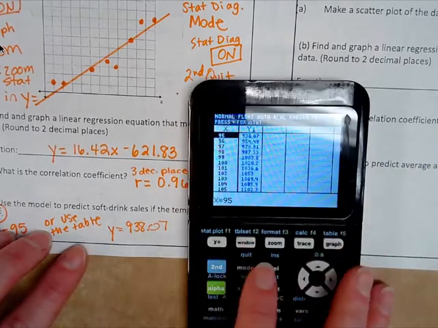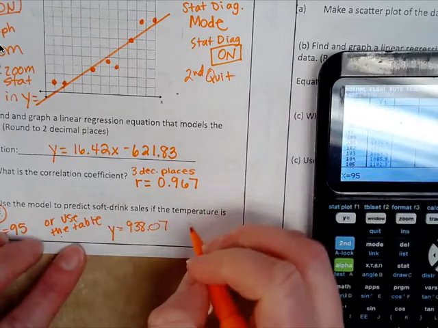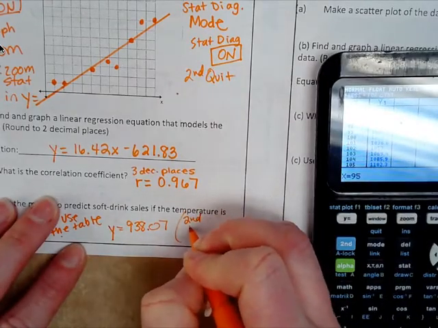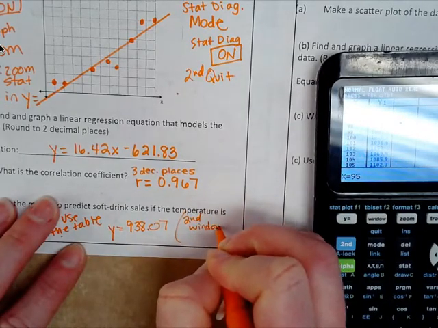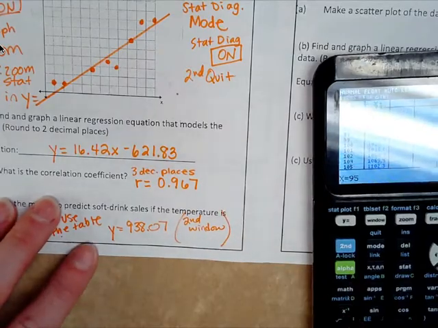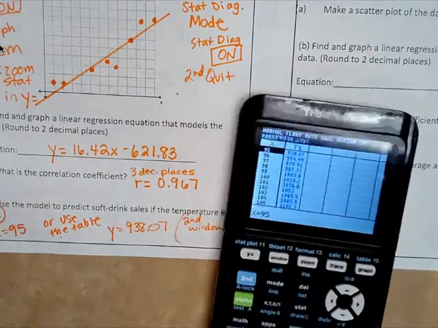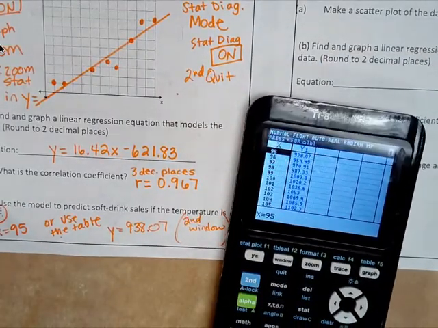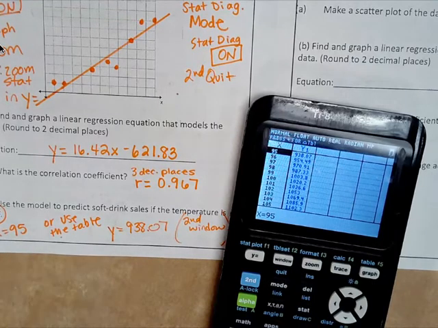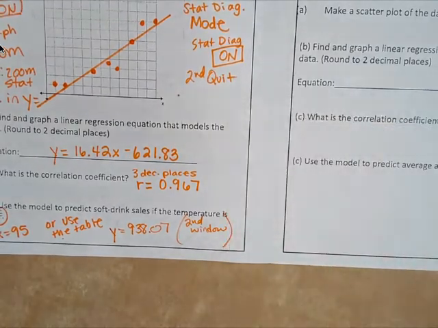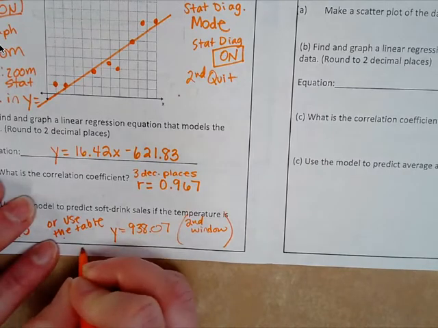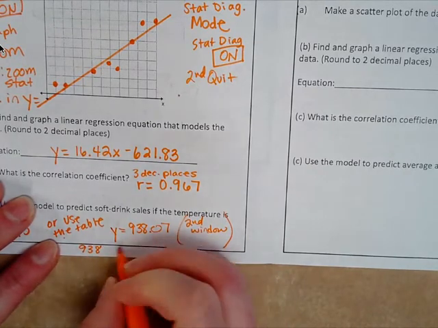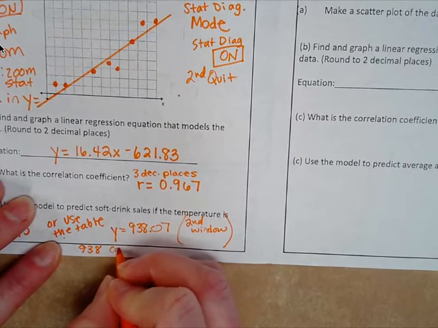It was second window, which is called table set. And change your starting point. So use the model to predict soft drink sales if the temperature is 95 degrees. If the temperature is 95 degrees, the sales are 938 cans sold.